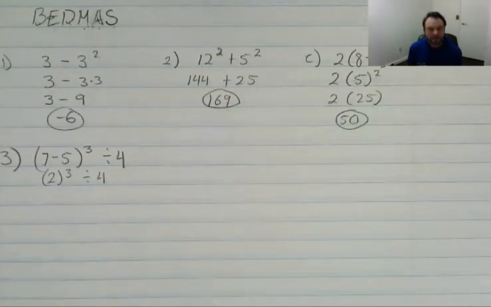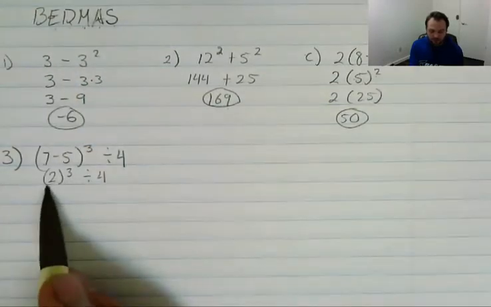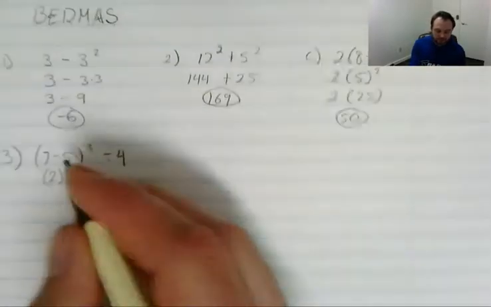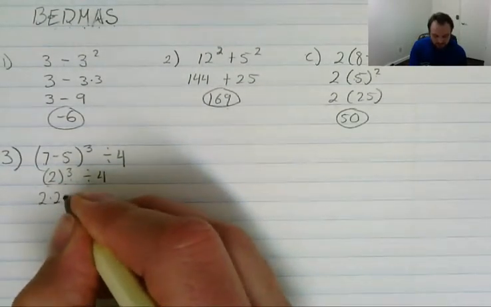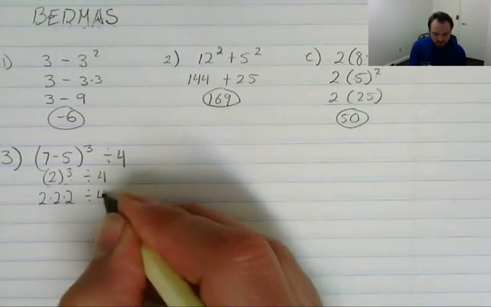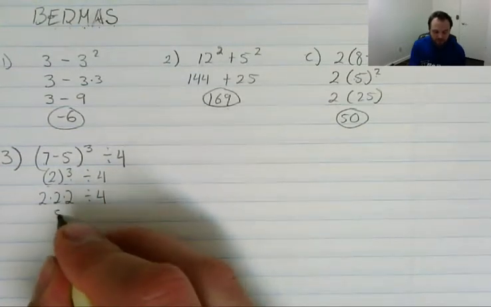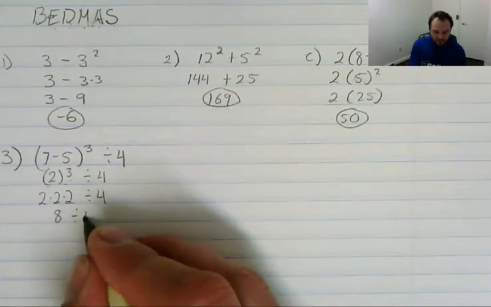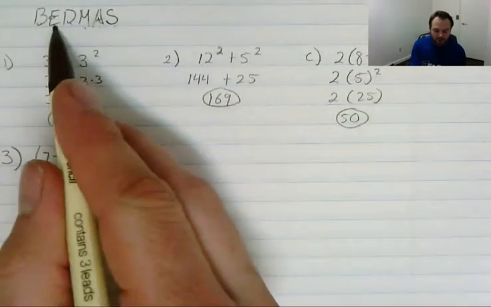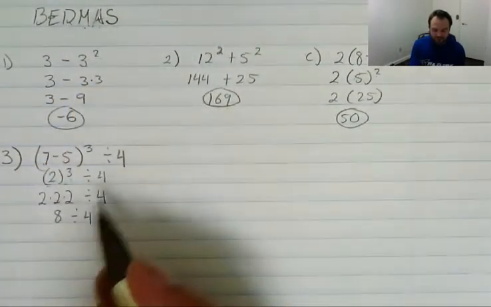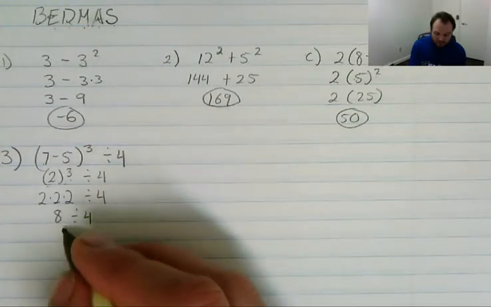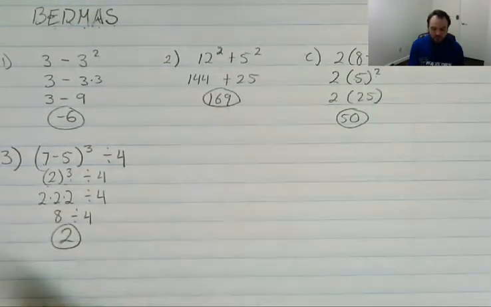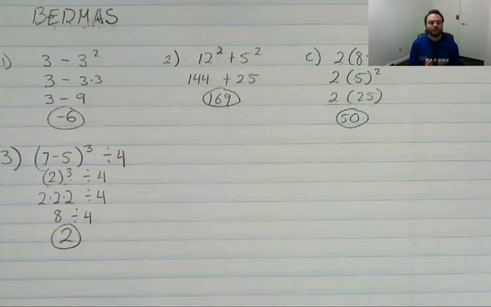Okay. Now I must look at my exponents. Next is E, exponents. Oh, I have an exponent there. 2 to the power of 3 is 2 times 2 times 2, divided by 4. 2 times 2 times 2 is going to be 8, divided by 4. Okay, so now we did my exponents. Now we must do my division. Division here, I have 8 divided by 4, and there is a division. So that's going to give me 2. Now there's no other operations left, so I am done.